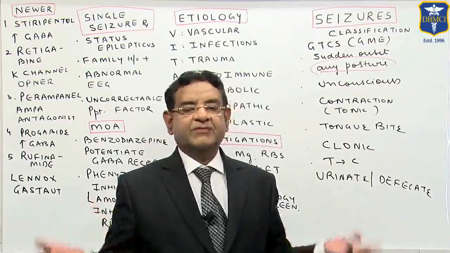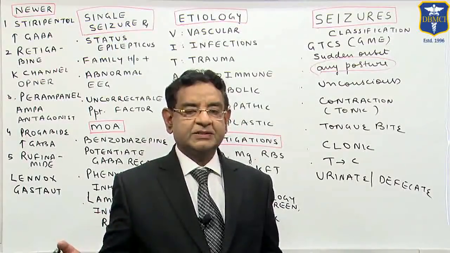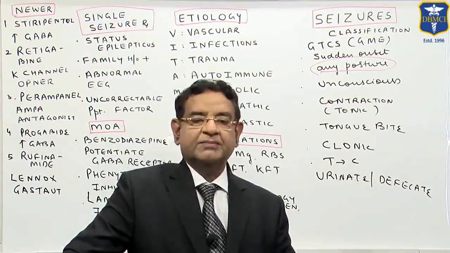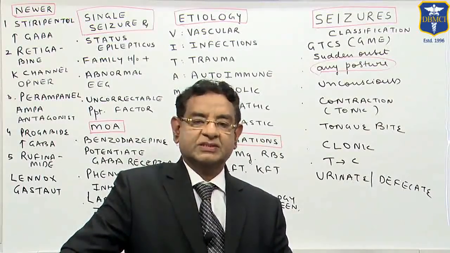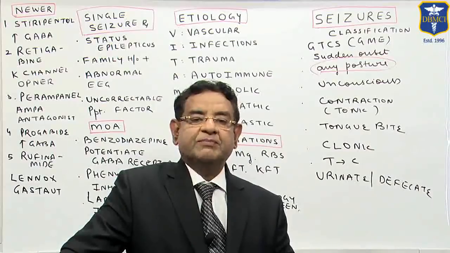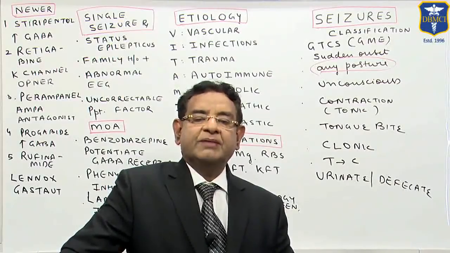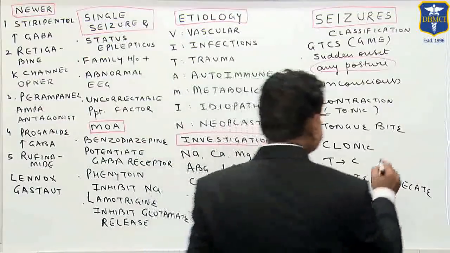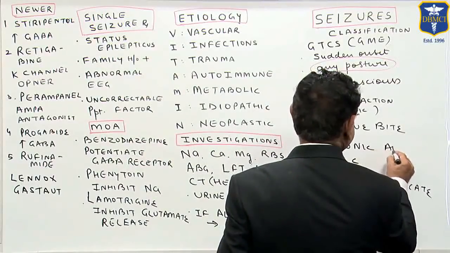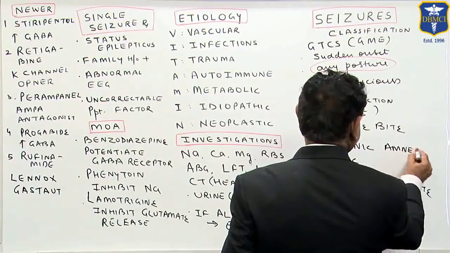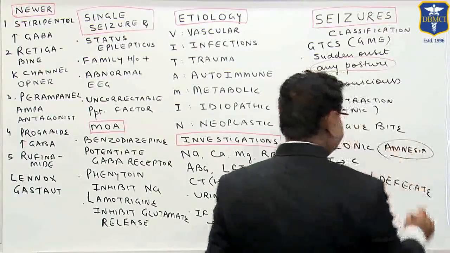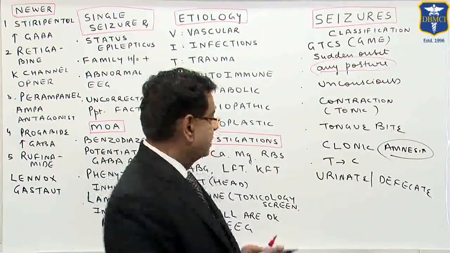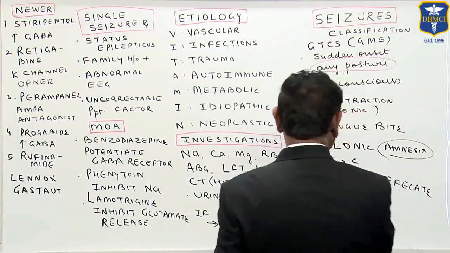When the episode is over, patient lies unconscious for a long time, then he slowly regains consciousness, and patient may have headache, or he may not remember what happened. This is known as post-ictal amnesia. He doesn't remember what happened. Amnesia is there. This was regarding grand mal epilepsy.